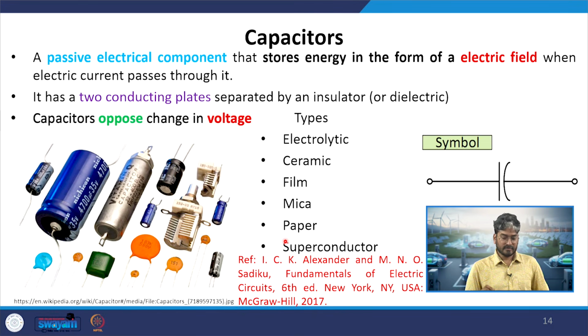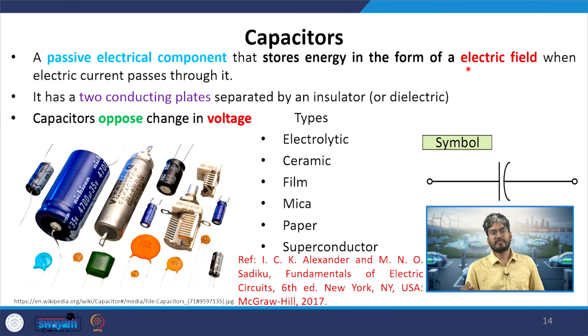Then the next passive component is your capacitor. Okay, so it has the exact complementary behavior of an inductor. Okay, so these are pictures of some of your capacitors. There are various types of capacitors. Okay, so based on our application requirement, we will select any one of them. So here, as I said, it is a complementary device to our inductor. As our inductor was storing the energy in the form of a magnetic field, our capacitor will store the energy in the form of an electric field.